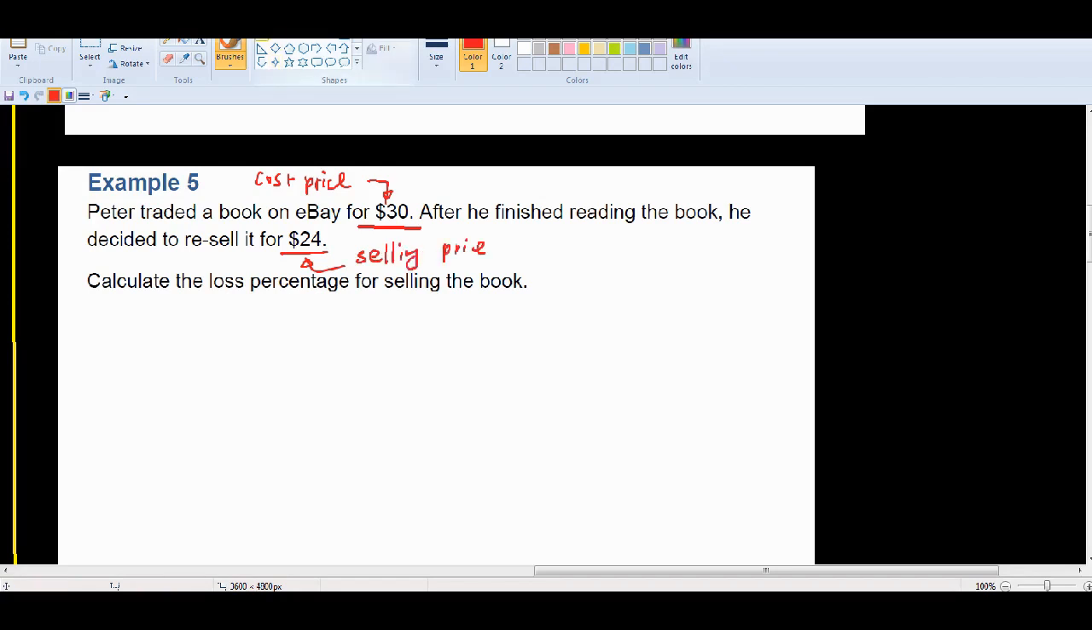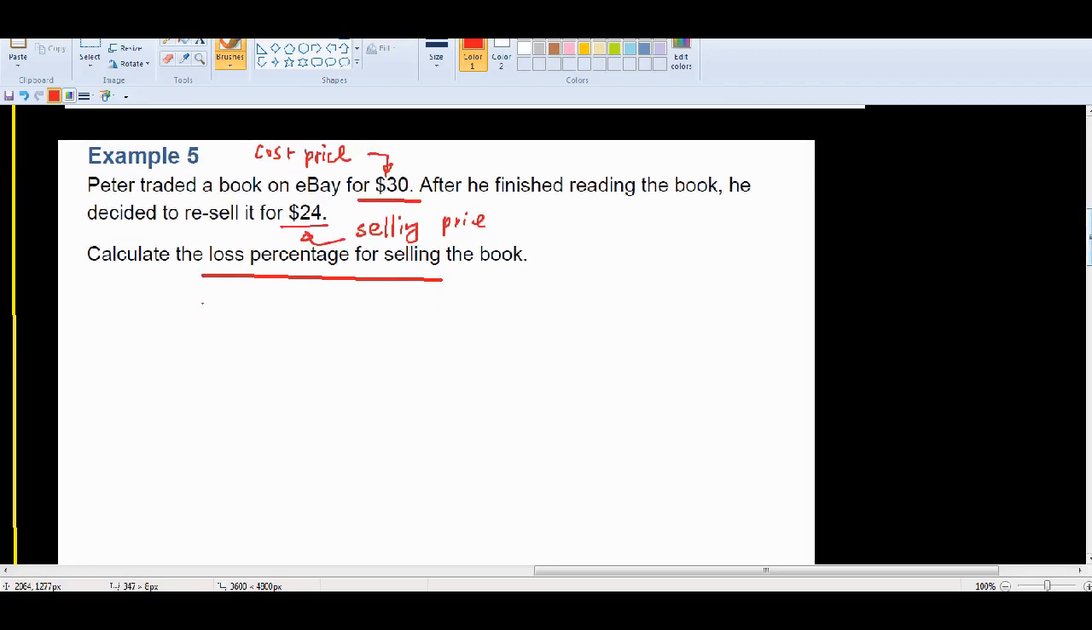So you need to find the loss percentage. Why is this a loss percentage? Because the selling price is lower than the cost price. Let's see the profit. We use 24 take away 30, so it becomes negative $6. Since this is a negative profit, that means loss.